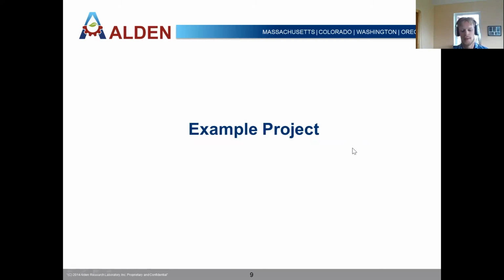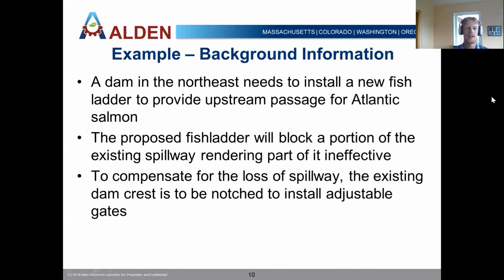So to walk through how these different models can be used, I just wanted to go through this example project just to demonstrate the workflow. So to start off, I just wanted to describe the background and then show the effective model prior to showing any site photos, just to see how reality is compared to what you imagine.